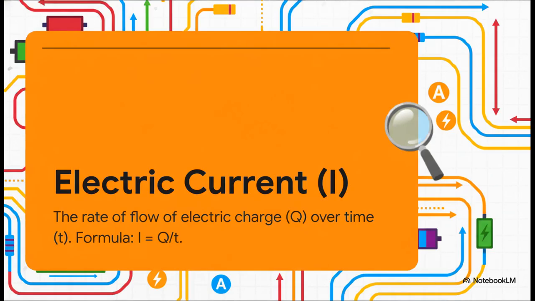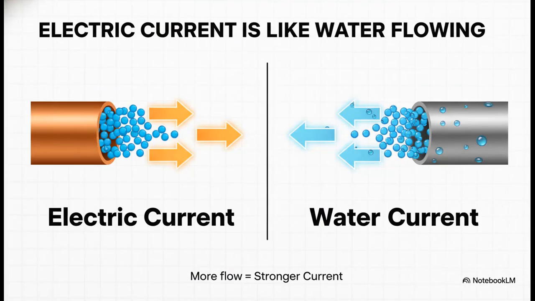So, what exactly is electric current? It's really just the rate of flow of electric charge over time. It helps to think of it like water in a pipe. The more water that flows per second, the stronger the current.